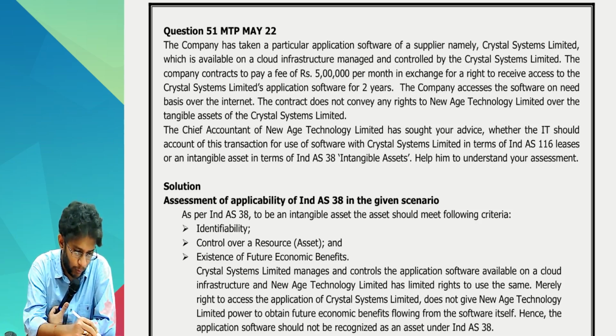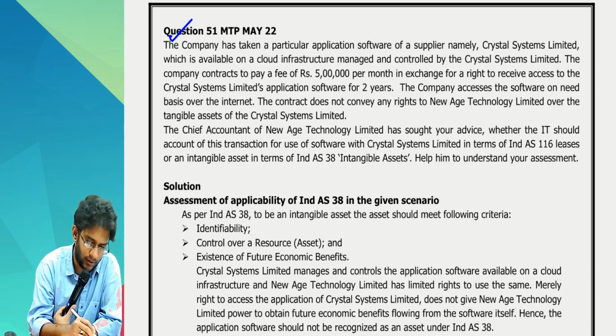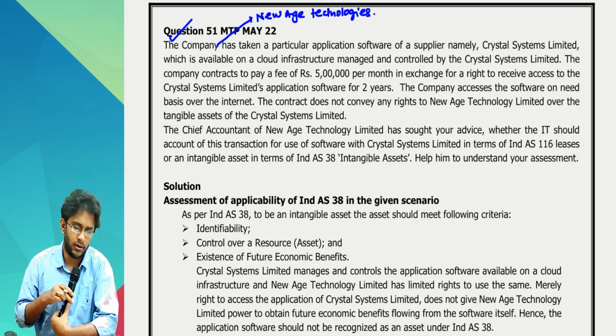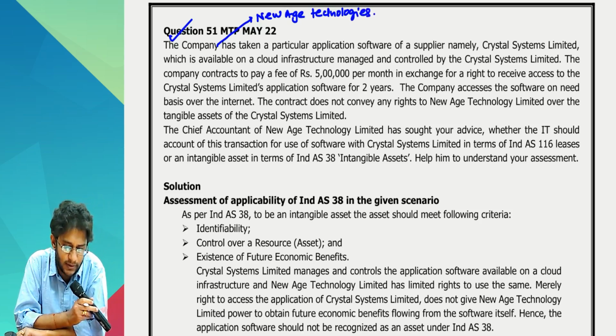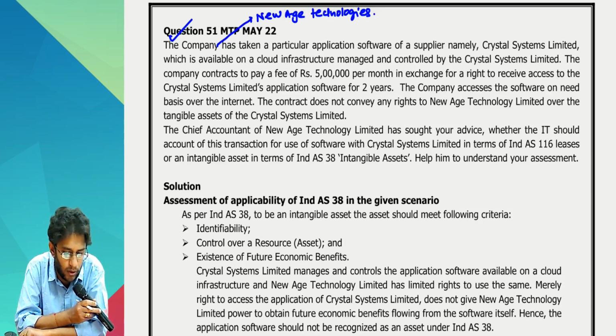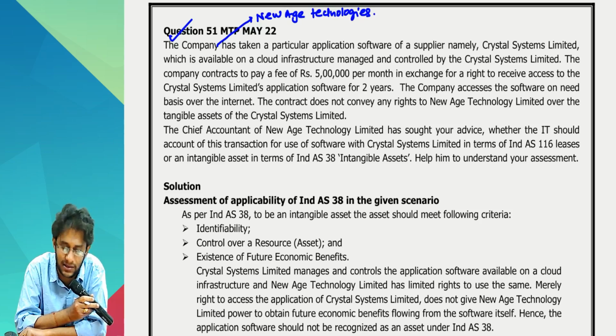So guys, come to question 51. This is also an MTP question, an easy one. The company, here the company name is New Age Technologies, has taken a particular application software of a supplier, namely Crystal Systems Limited, which is available on a cloud infrastructure managed and controlled by Crystal Systems Limited. So I have taken a software usage from Crystal Limited. The software is available on a cloud which is managed and controlled by Crystal only.